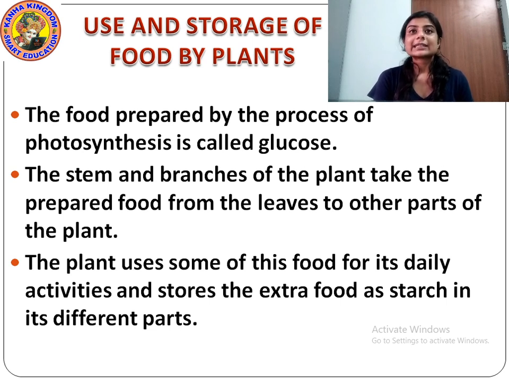Understood? Then the stem and branches of the plant take the prepared food from the leaf to the other parts of the plant body. The food is being transported by the stem and the branches of the plant body to the other parts of the plant. Okay, the whole plant body needs food to grow.